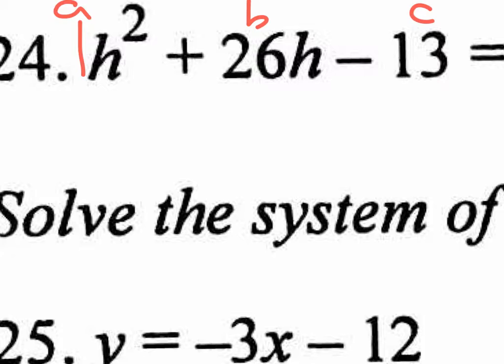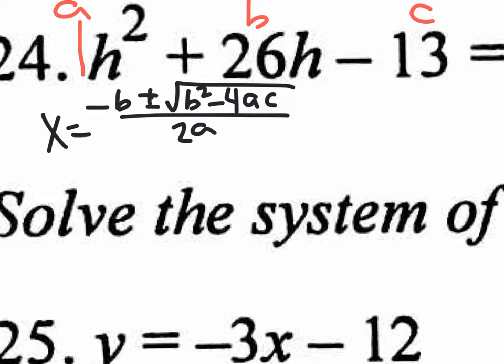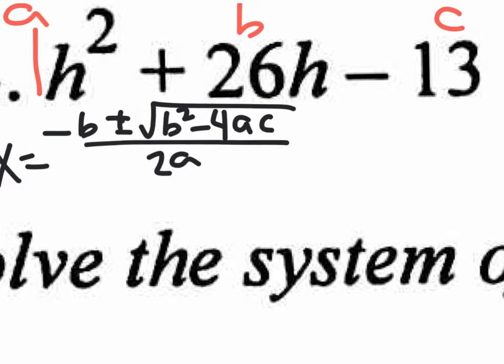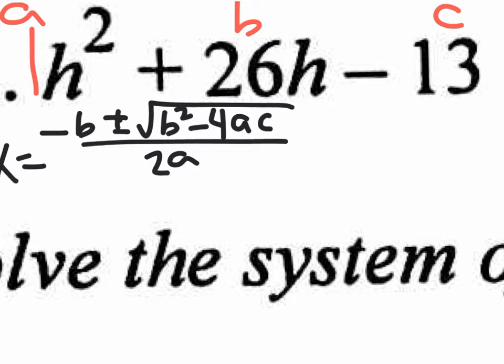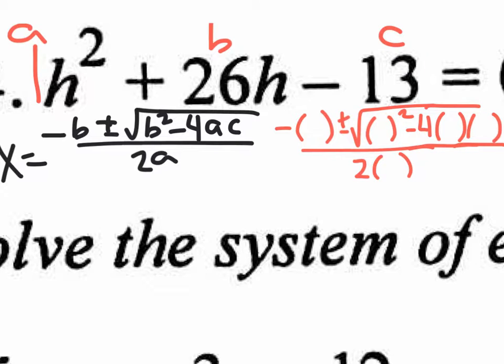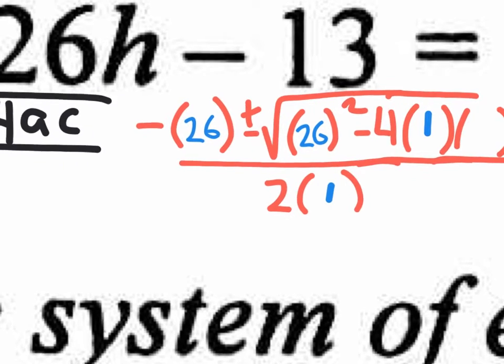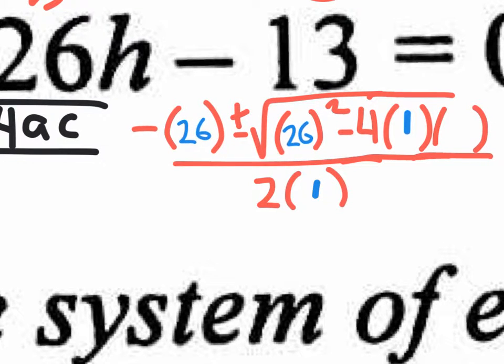So let's write the quadratic formula. X equals -b plus or minus the square root of b squared minus 4ac, all divided by 2 times a. And a good way to apply the quadratic formula is to replace your letters with parentheses. So there it is. Now let me plug in my a value of 1. My a value of 1 is right here and right here. And let's plug in our b value of 26. So your b value of 26 goes in here and in here. And the c value is negative 13, so let's plug in negative 13 over here.